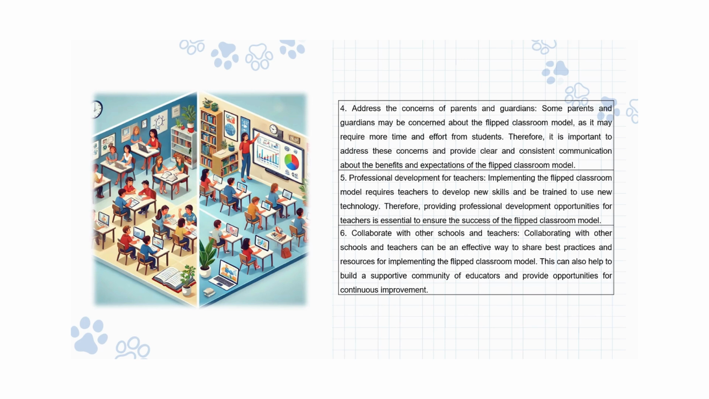6. Collaborate with other schools and teachers. Collaborating with other schools and teachers can be an effective way to share best practices and resources for implementing the flipped classroom model. This can also help to build a supportive community of educators and provide opportunities for continuous improvement.